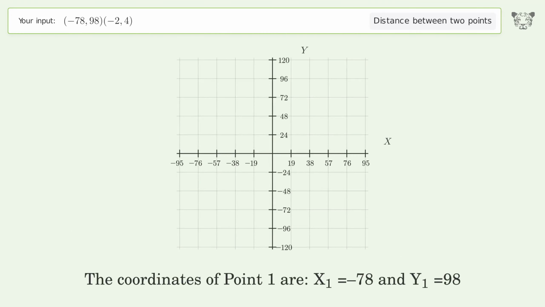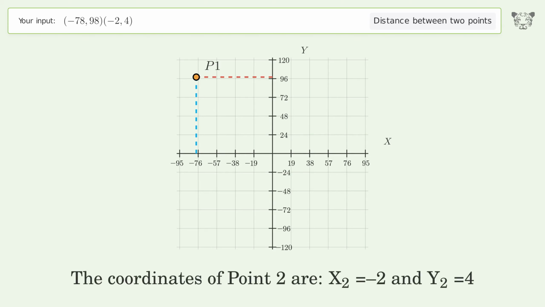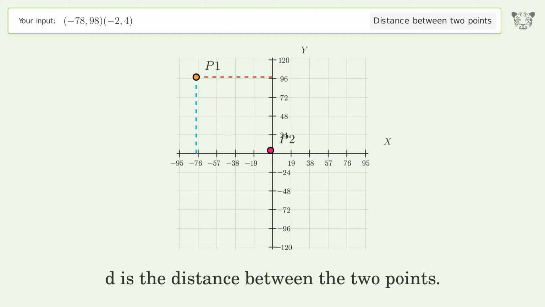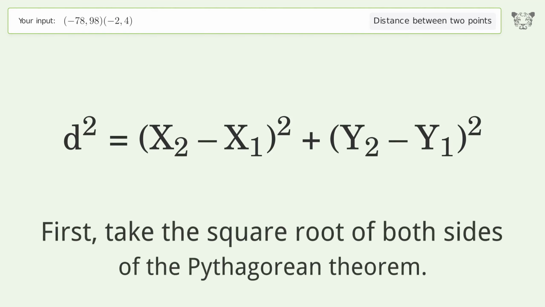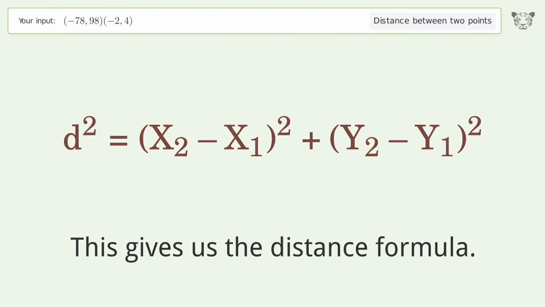The coordinates of point 1 are, x1 equals -78 and y1 equals 98. The coordinates of point 2 are, x2 equals -2 and y2 equals 4. D is the distance between the 2 points. First, take the square root of both sides of the Pythagorean theorem. This gives us the distance formula.